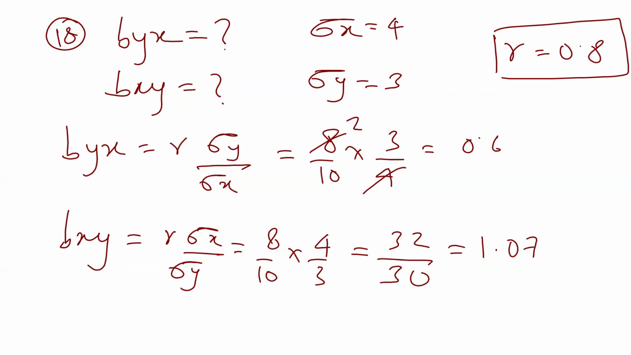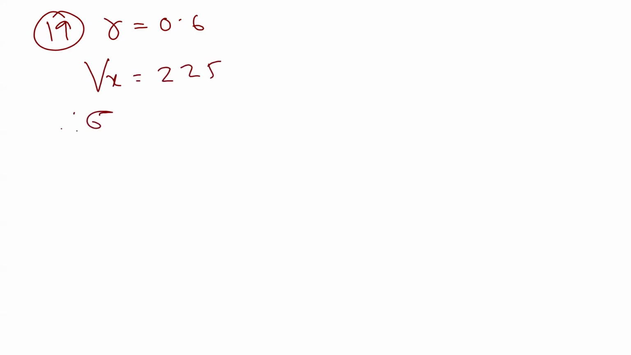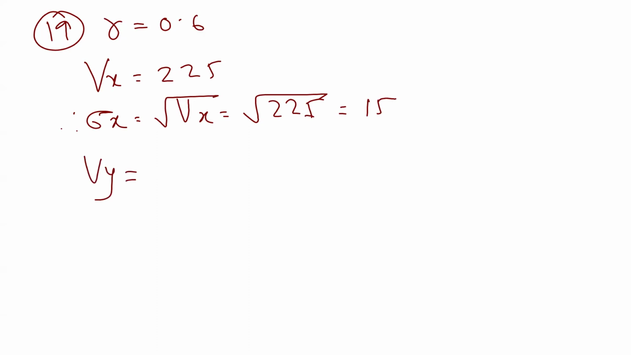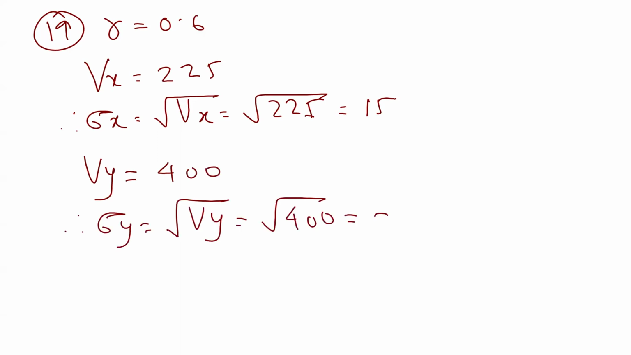Let us proceed with question number 19 of the same exercise. R is equal to 0.6, which is given in the problem, correlation coefficient. Variance of x is equal to 225. Therefore, standard deviation of x is equal to root of variance of x, root of 225, which is equal to 15. Variance of y is equal to 400. Therefore, standard deviation of y is root of 400, which is equal to 20.